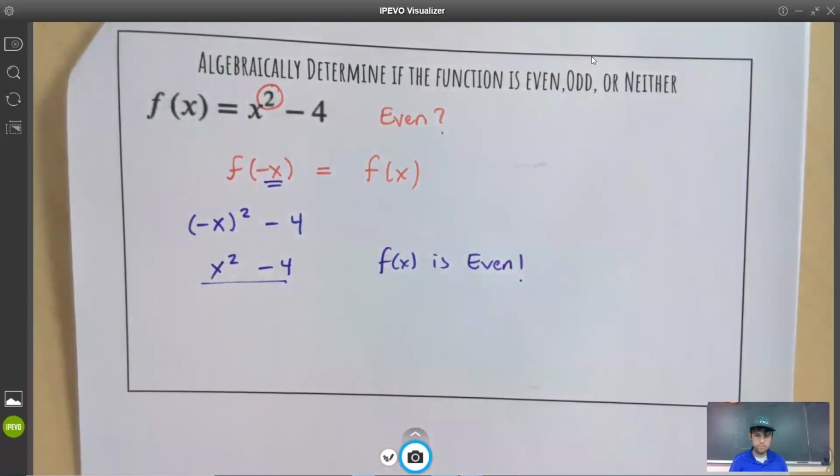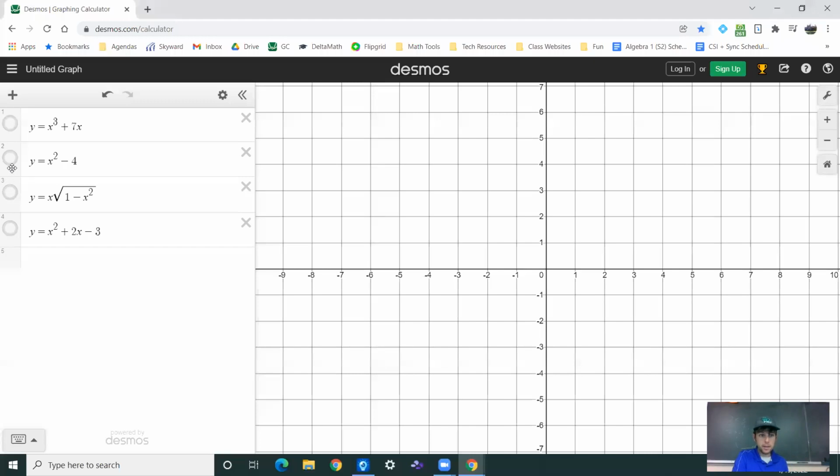Cool, right? Okay, let's take a peek at that graph as well. So let me minimize, go back here. And here is the graph of that equation, y equals x squared minus 4. And we can see it has that symmetry that we're looking for. It is symmetrical across the y-axis. So just by glancing at the graph, we could have probably determined this in a different manner. Let's go ahead and go back.